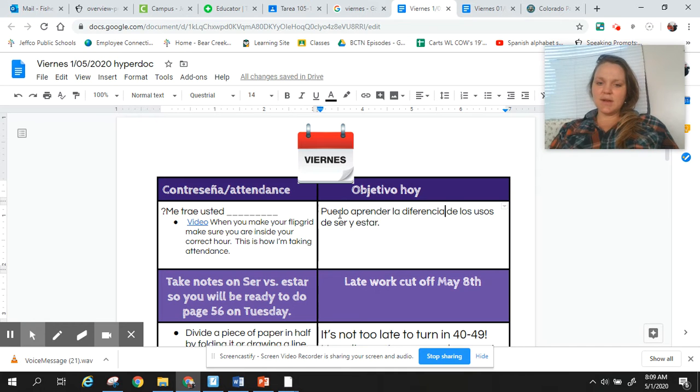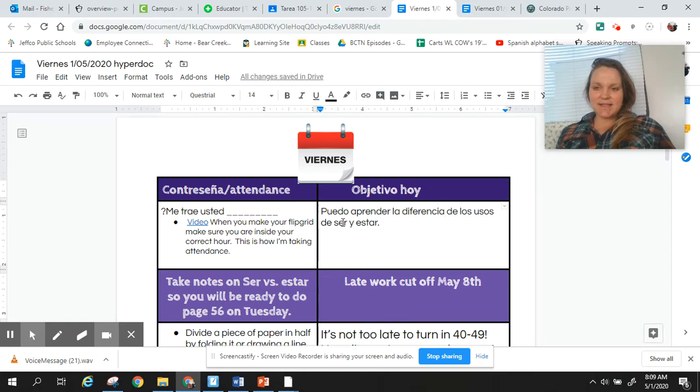So today we're going to talk about these two verbs because they both mean to be. And we're going to figure out when you should use ser versus estar because you can't always use them in the same situation. In fact, you can't ever use them in the same situation. You have to use them for specific reasons. And we're going to learn that today.